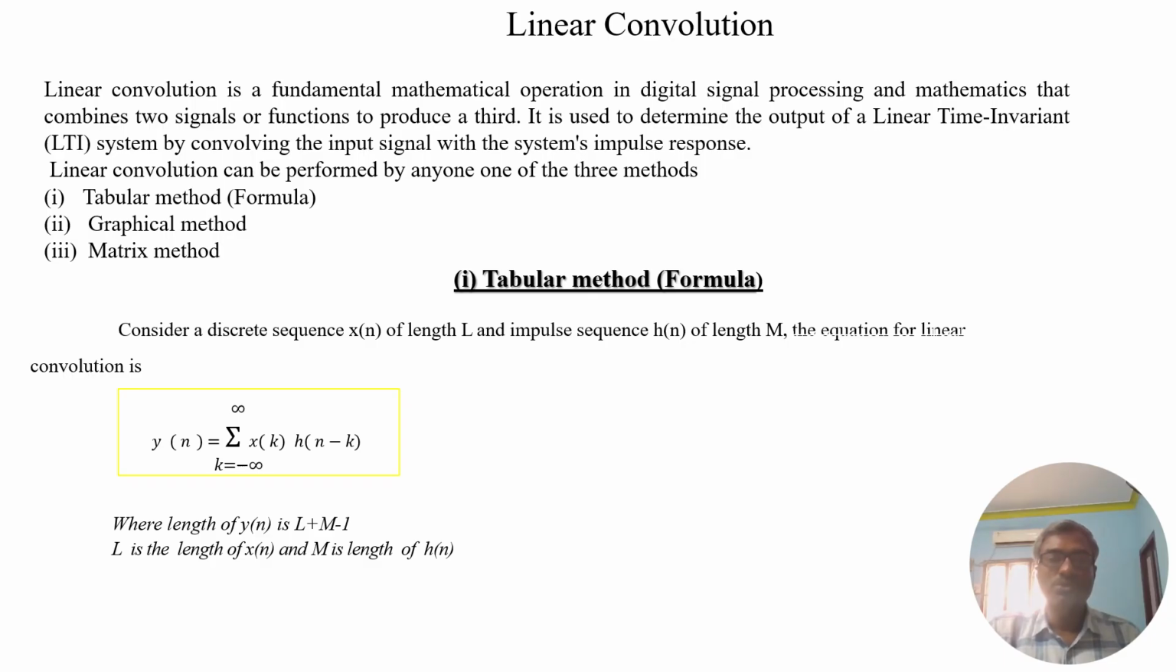One is the tabular method, which uses the formula for the computation of linear convolution. The second method is the graphical method. The third one is the matrix method.